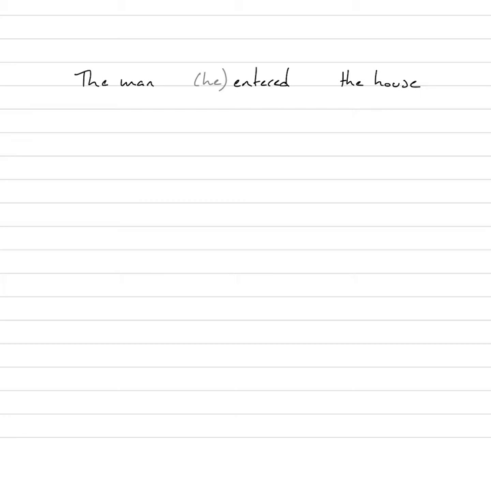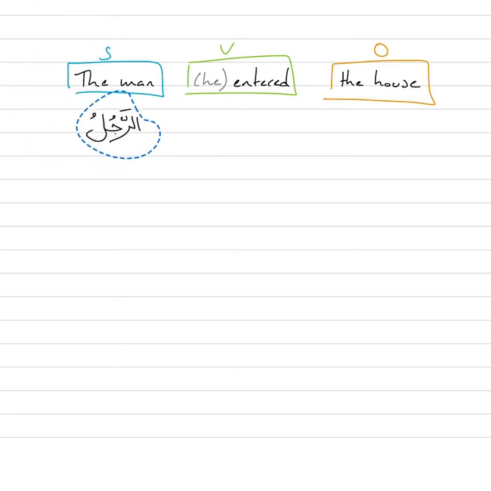The standard structure of a sentence in English is that the subject comes first, the verb comes second, and the object comes third. So if we were to translate this, we would say the man, ar-rajulu. Notice how he's in the U case.